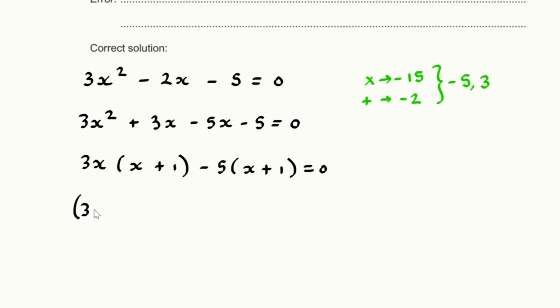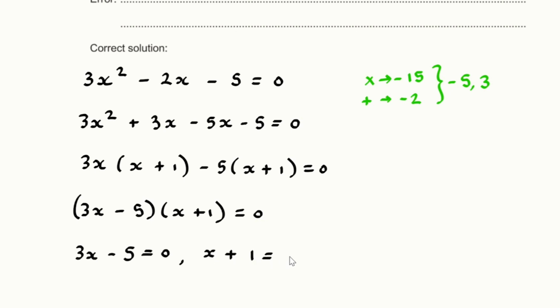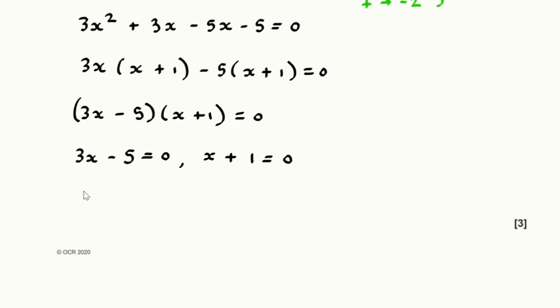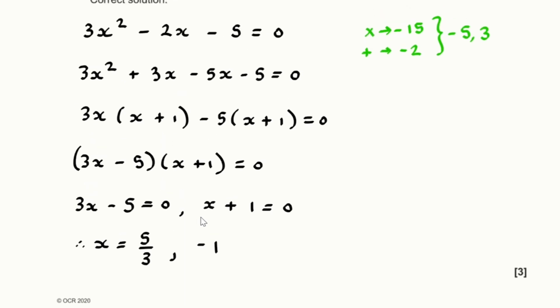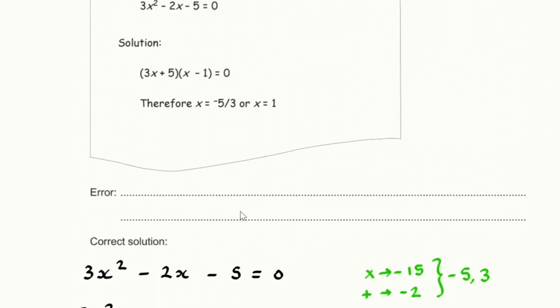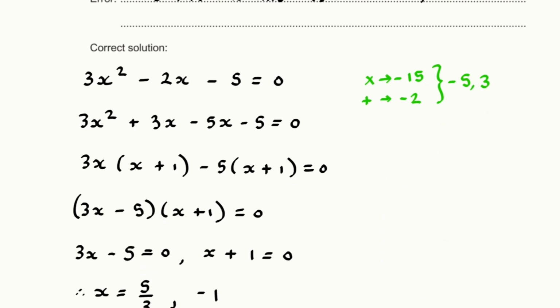So I've got 3x minus 5 lots of x plus 1 equals 0, from which I can see either 3x minus 5 equals 0, or x plus 1 equals 0, and therefore x is either equal to 5 over 3 or x is equal to negative 1. So the error made over here is, the factors are 3x minus 5 and x plus 1, which is what we got here.